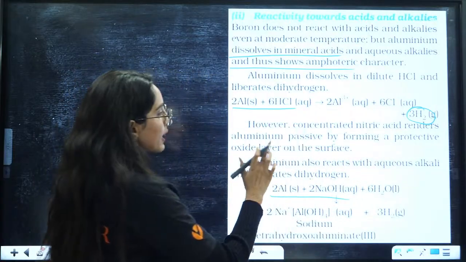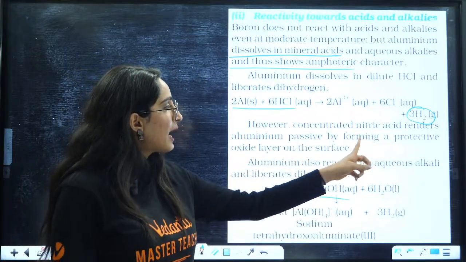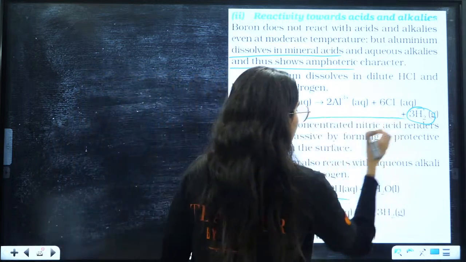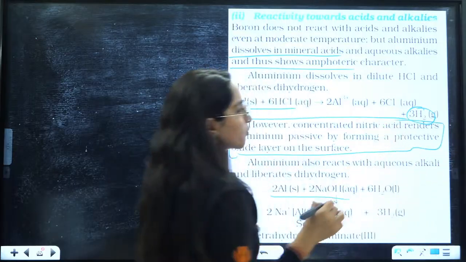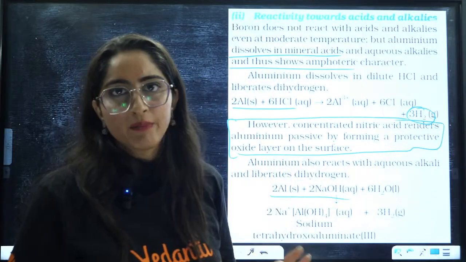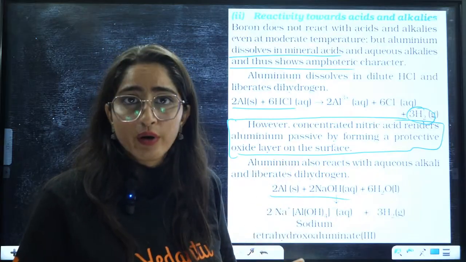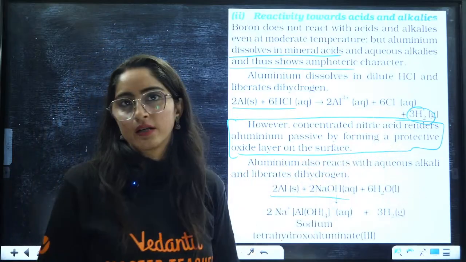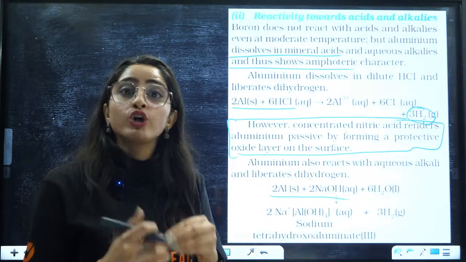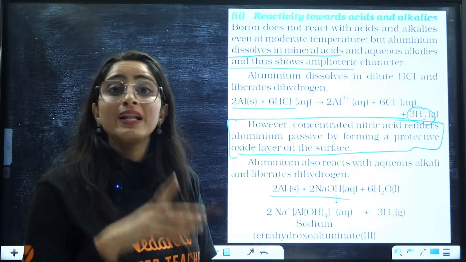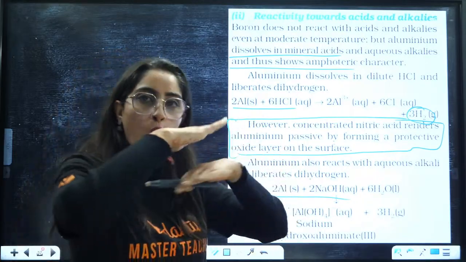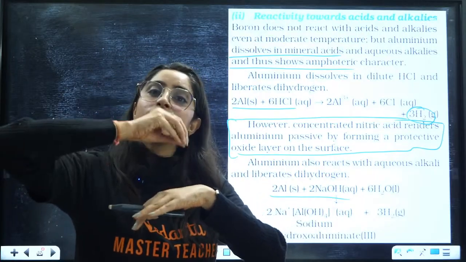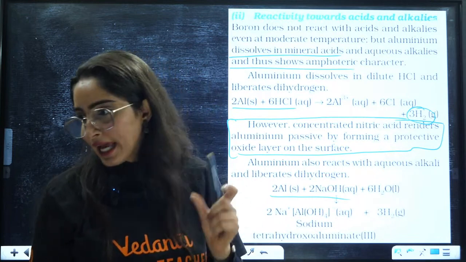Concentrated nitric acid renders aluminium passive by forming a protective oxide layer on the surface. This is also an important thing to note down, that this question is important: aluminium with HCl, H2SO4 can easily react and liberate H2. But if you talk about nitric acid, it is a good oxidizing agent, right? So it will give oxygen. That is why on the aluminium you will have an oxide layer. That is why after that aluminium will not react with the nitric acid.